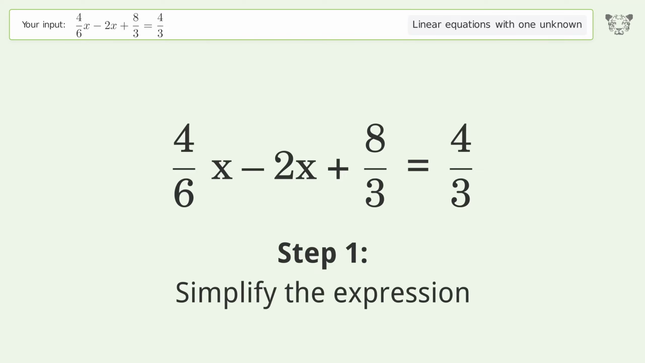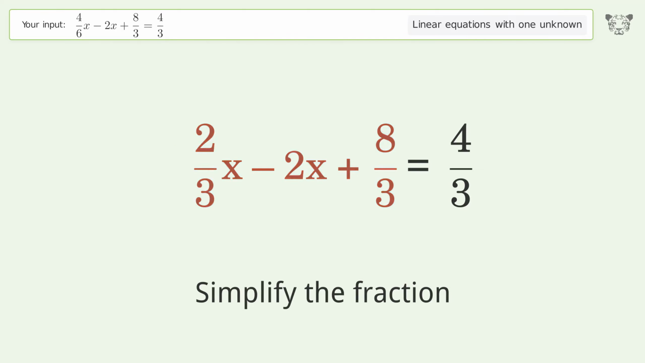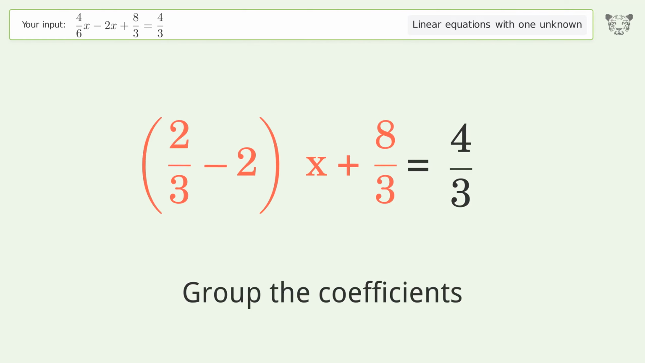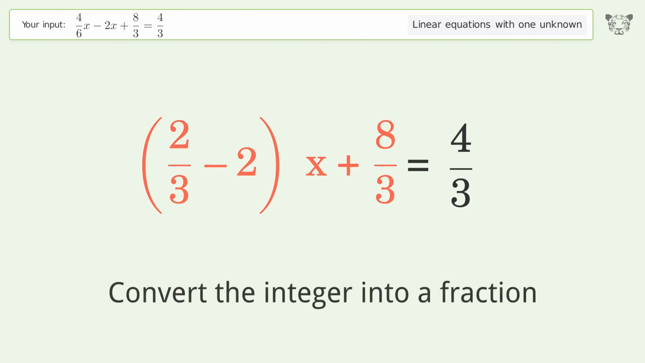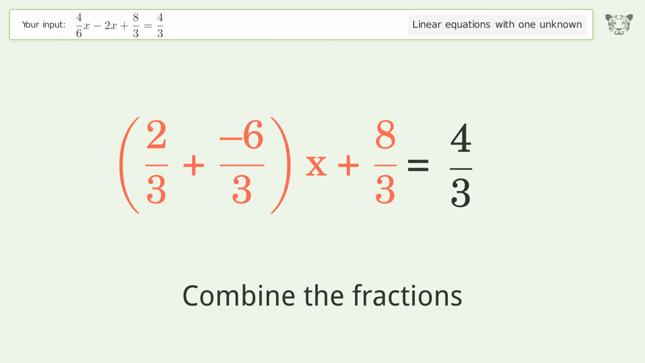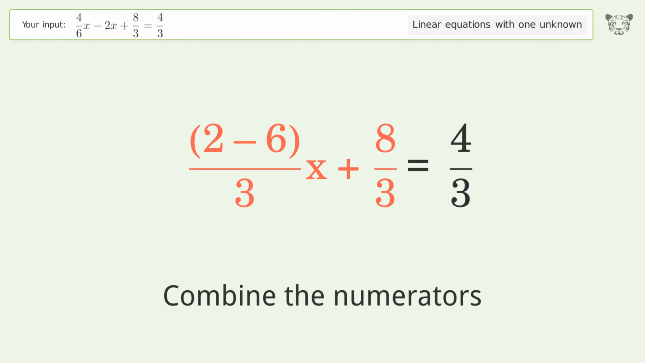Simplify the expression. Simplify the fraction. Group the coefficients. Convert the integer into a fraction. Combine the fractions. Combine the numerators.